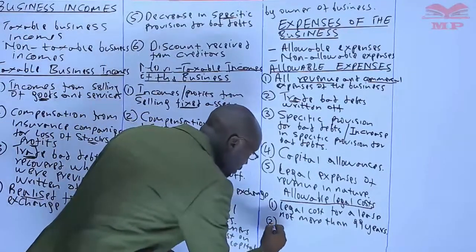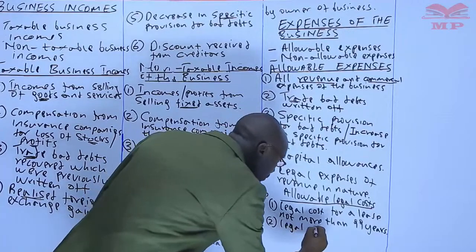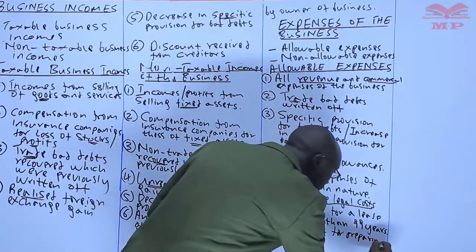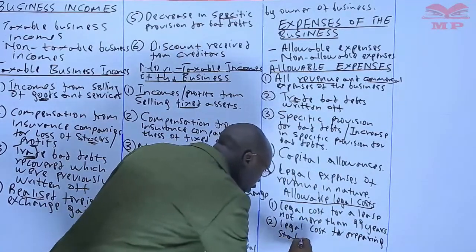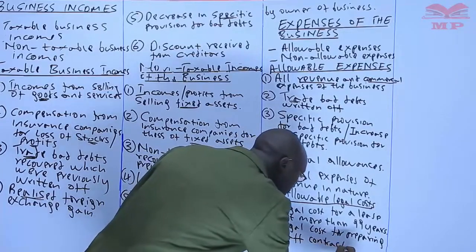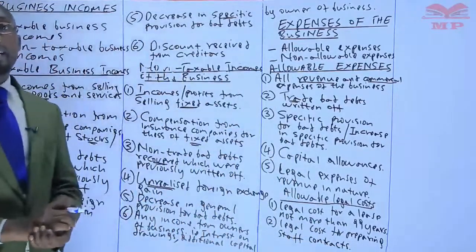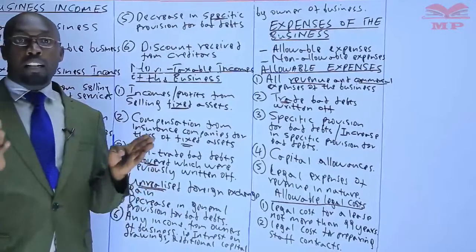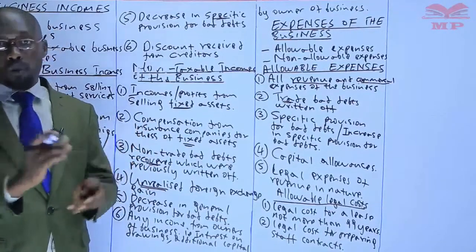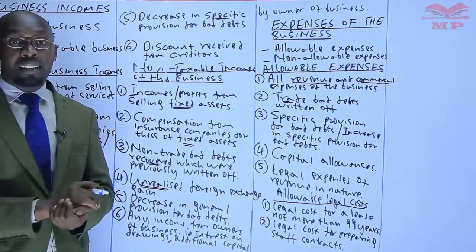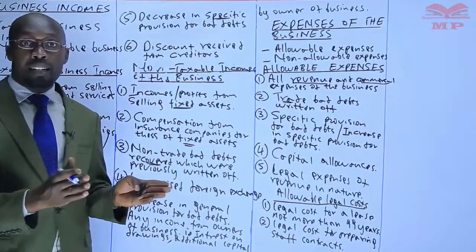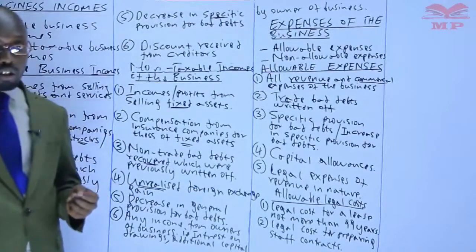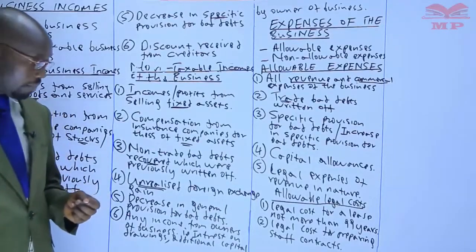Number 2, we have legal costs for preparing staff contracts. That's another one. In your business, when you are hiring your staff, some of your staff may tell you, I want you to make this agreement legal. And so you will have to hire a lawyer. In the process of hiring a lawyer, they charge you some fee and you pay. When it comes to the taxation of your business, you are allowed to deduct that legal cost when determining the taxable incomes of the business.